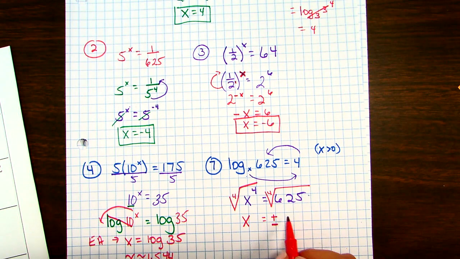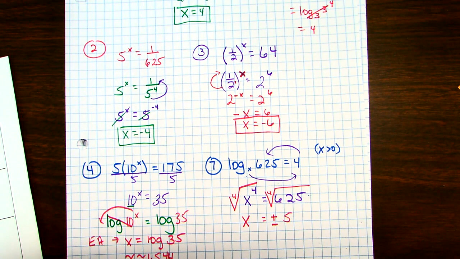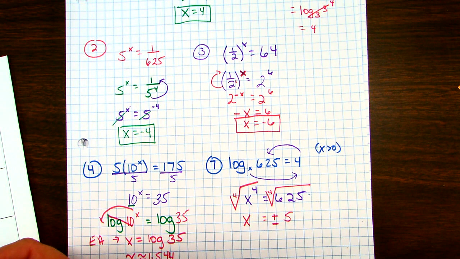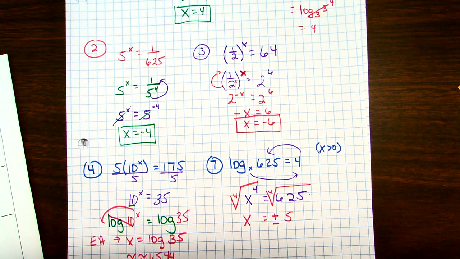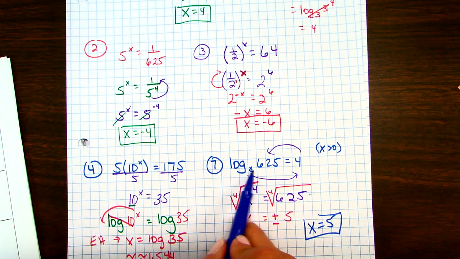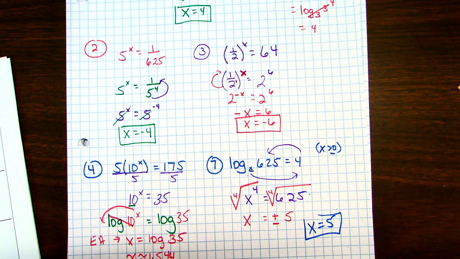Number 5. Are either one of those extraneous? Are either one of those going to be a problem? Yeah, the negative, right? So the only answer in that problem is the positive. We can't have a negative 5 right here. X has to be greater than 0.